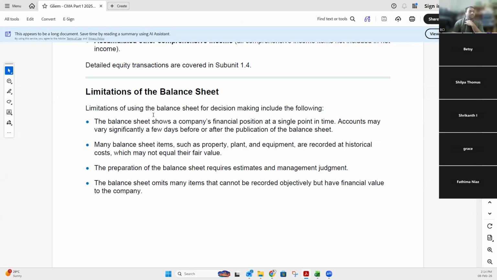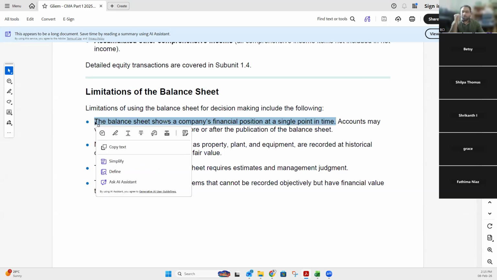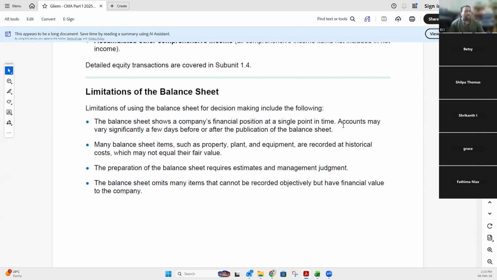Next, limitations of the balance sheet. Limitations of using the balance sheet for decision making include the following: the balance sheet shows a company's financial position at a single point in time. If you want to manipulate the users, you can adjust your payables and receivables. You can simply not record any payables or purchase invoices on the 31st, push it one more week, then record it. That will manipulate your current and quick ratios.